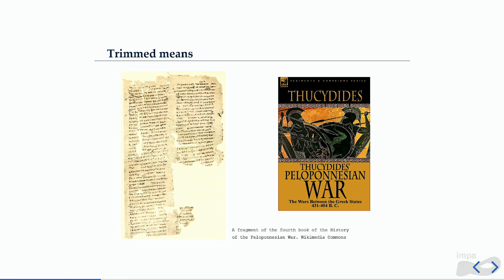A natural estimator in this sense is the trimmed mean, which is the oldest estimator in robust statistics. Actually, the notion is quite old. There is an example in a fragment of the fourth book of the History of the Peloponnesian War by Thucydides. In the 4th century before Christ, there is a story in which a general, in order to rescue some prisoners, actually used this notion.